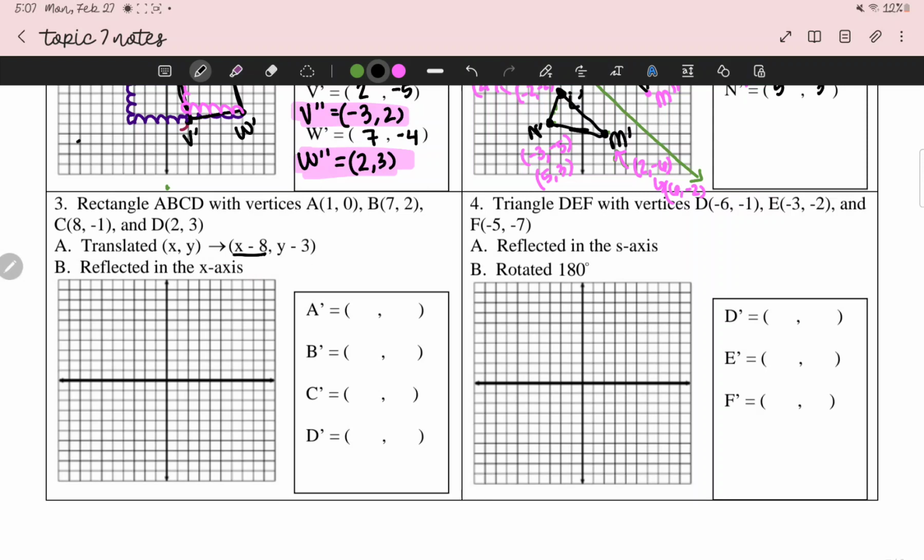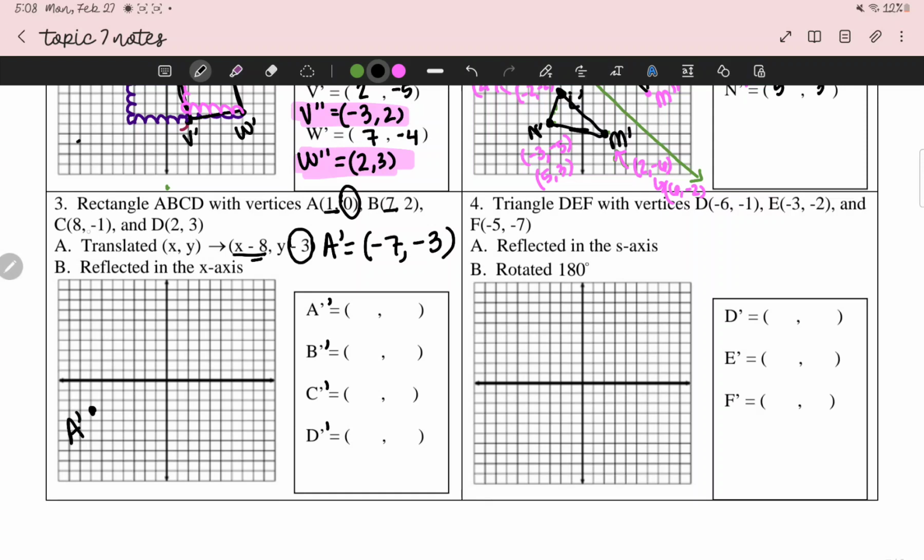So my reflection points are going to be here, and I'll have my new points. I'll just show you on here. My new points, A prime, and all these will be the prime primes. A prime is now going to be, I'm going to start with 1, and subtract 8. That's going to be negative 7. And then I have my 0, and I'm going to subtract 3, negative 3. So my new point is negative 7, comma negative 3. That is A prime.